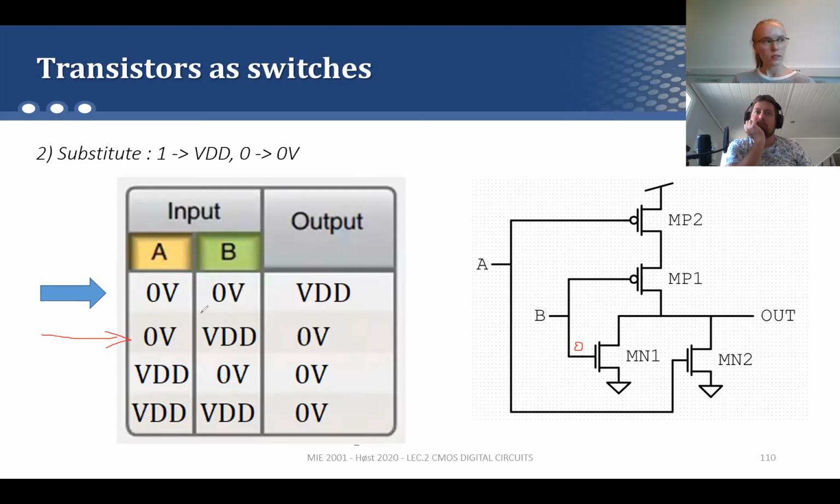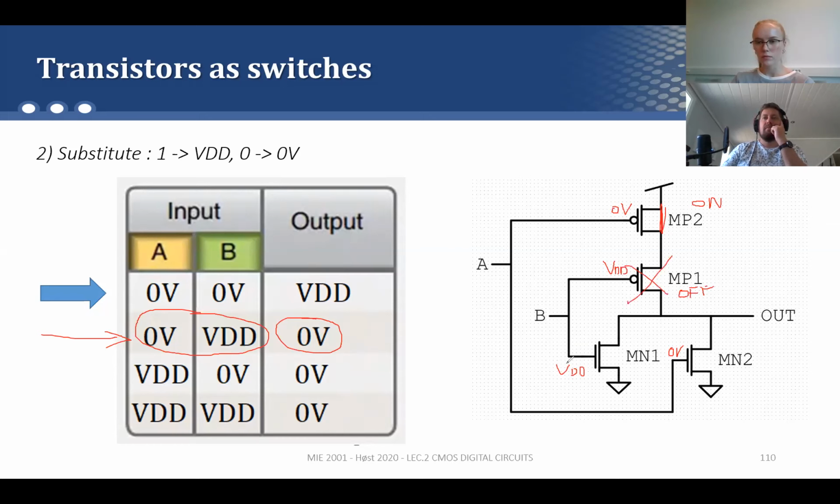Now the input is 0 volt for A and VDD for B, and the output has to be 0 volt. So we have to prove that the output is 0 volt. So I write here 0 volt for A, VDD for the input B. Here is VDD at the gate of this MOSFET, and then here is 0 volt. If the PMOS MP2 has gate voltage 0 volt, this means that the PMOS is on, so it works as a short circuit. If MP1 has the gate voltage of VDD, this means that it is an open circuit, so it is off.